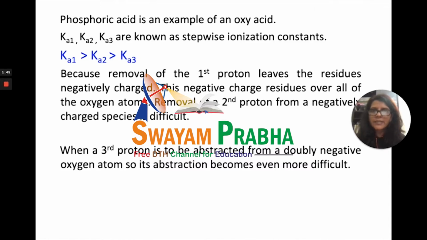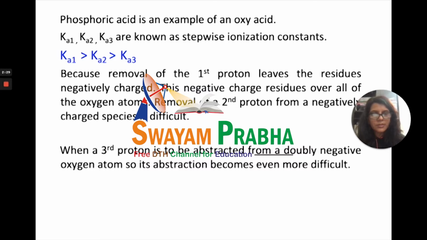Now you will see that it is an example of an oxyacid, and you realize that the value of Ka1, I have already talked about this earlier also, is going to be more than Ka2, which is going to be more than Ka3. Why is that? Because in the first case, the proton is leaving from a neutral molecule. But in the second step, the proton is leaving from a negatively charged species. And in the third step of phosphoric acid, the proton is leaving from a doubly negatively charged species. So it becomes more and more difficult to remove a proton from a negatively charged species, and therefore your dissociation constant values decrease.